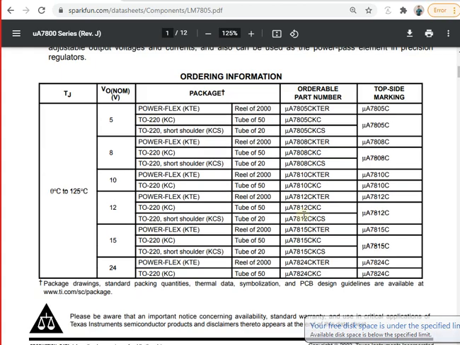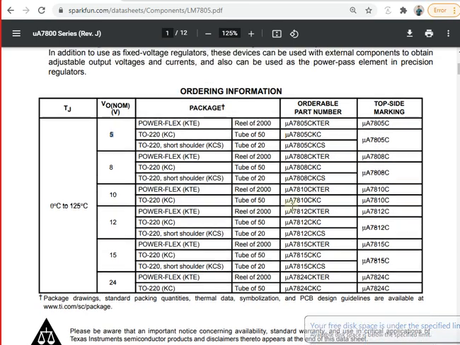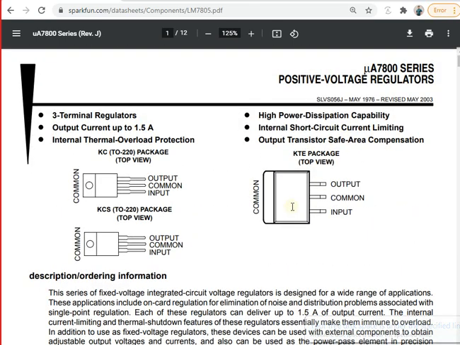As you can see, if you want to order this, I am using TO220 over here. Again, it's available in a tube of 50. The orderable part number is uA7805CKC, and output voltage is 5 volts over there. It's a simple regulator. It's the most common thing.